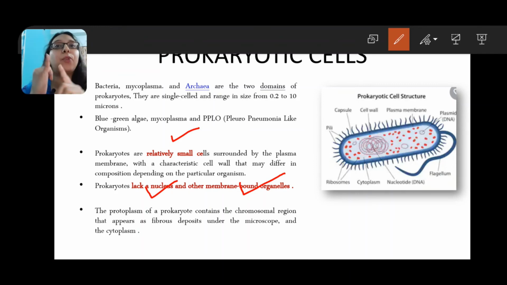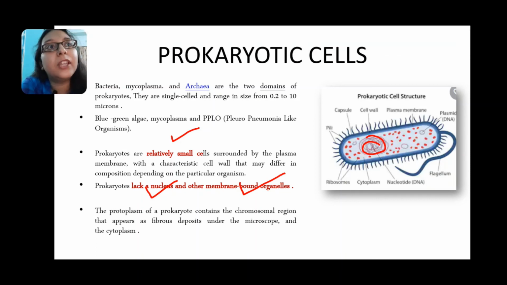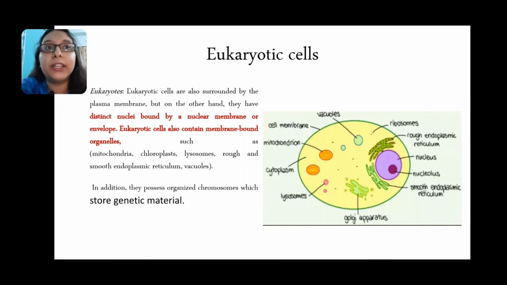So they are smaller cells. That is the first point. Second, they lack a true nucleus. And the third point is that they have no membrane-bound organelles. Here we are showing the structure of a prokaryotic cell, where we can appreciate the fact that the DNA lies open within the cytoplasm. There is no nucleus in it. Okay? Now moving to the next slide, we have the eukaryotic cells.